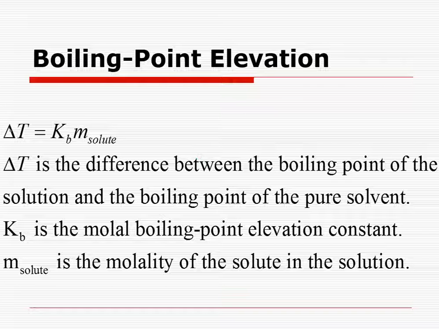Oftentimes what we're going to do with this equation is look for the molar mass of a solute. We might not know what it is, so we need to take these measurements, and then we can find the molar mass and identify what that substance is that's dissolved in there. The other thing we might be doing is trying to determine what the new boiling point will be if we add a certain amount of a known solute. So there's quite a few different things that we could do with this. Most of the time we are not solving for the molal boiling point elevation constant. That's typically a table value you just look up and place in there, based on what the solvent is.